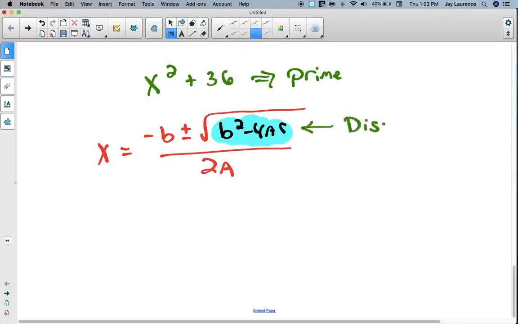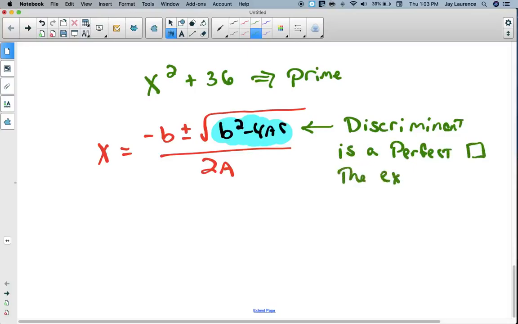The discriminant. And it can actually tell us a lot of things. Just for today, we're only going to talk about one of the things it tells us. If the discriminant is a perfect square, the expression can be factored.